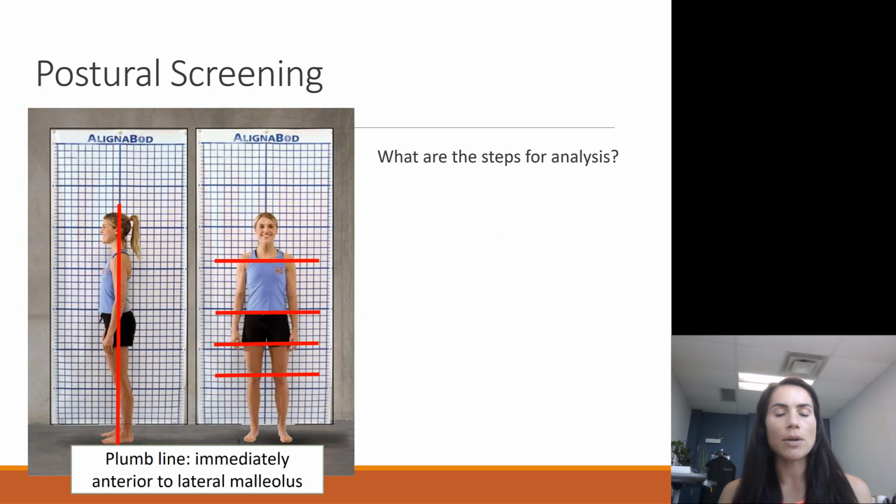So here's an example, right? You have a line that's just anterior to that lateral malleolus that runs up along the person's sagittal line through the ear. And then you can see those horizontal lines at the shoulders. You have that second line right at the elbows, the hands, and the knees.